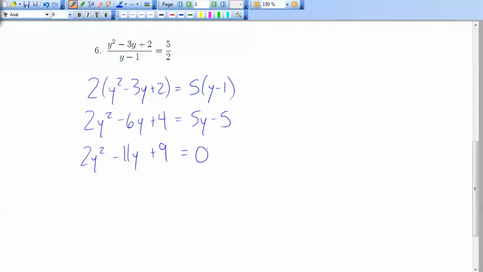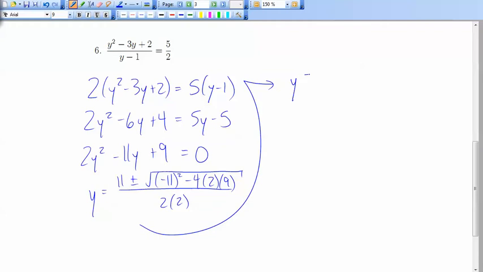Now you may know how to factor this, in which case just go ahead and do that. But if I try the quadratic formula, I'll get 11 plus or minus the square root of negative 11 squared minus 4 times 2 times 9, all over 2 times 2. We'll continue along. Now, 121 minus 72, we're going to end up with 49 under that square root. The square root of 49 is 7.